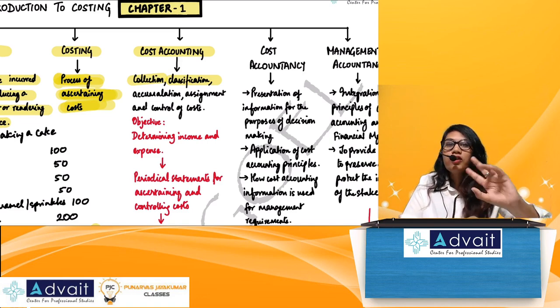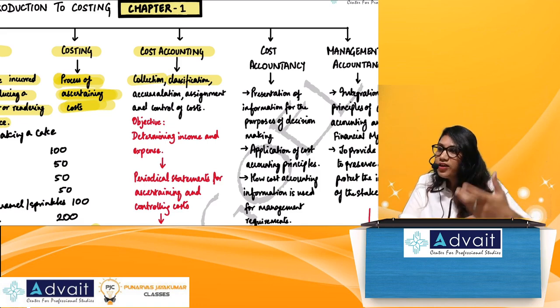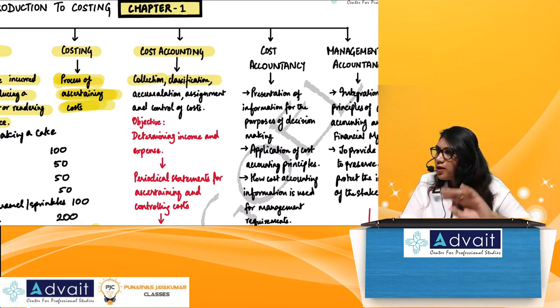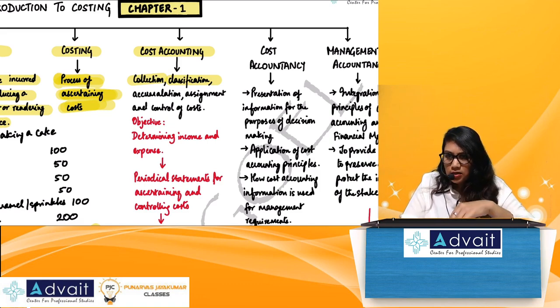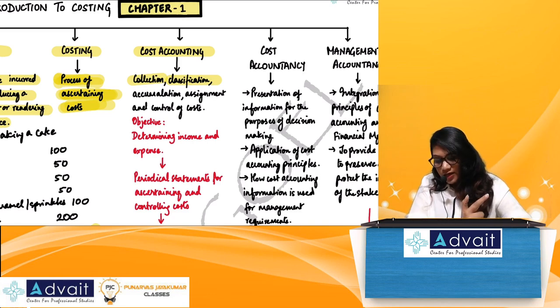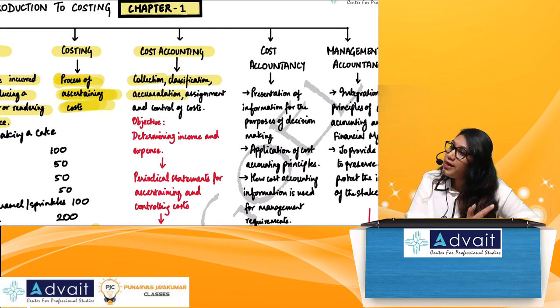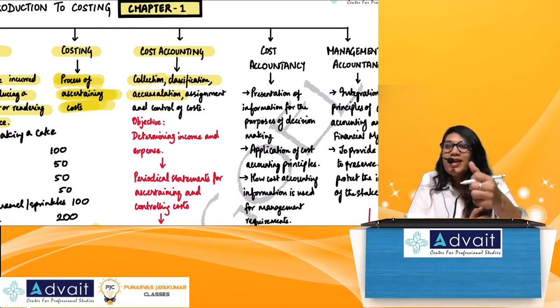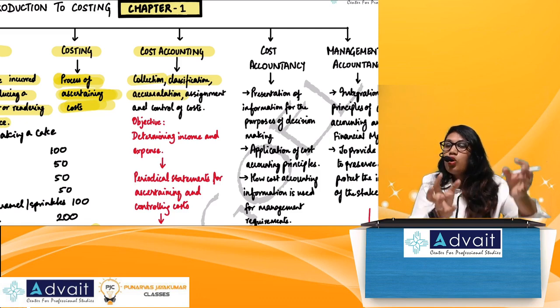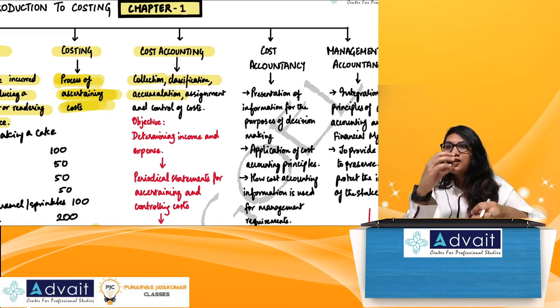Costs could be of different categories. You could have fixed cost, you could have variable cost, correct? You all know what fixed cost and variable cost is, right? Basics. So we need to classify our costs properly. So collection, classification, accumulation. Under one head, we could have many costs coming into place. So we need to accumulate all costs under that one head.